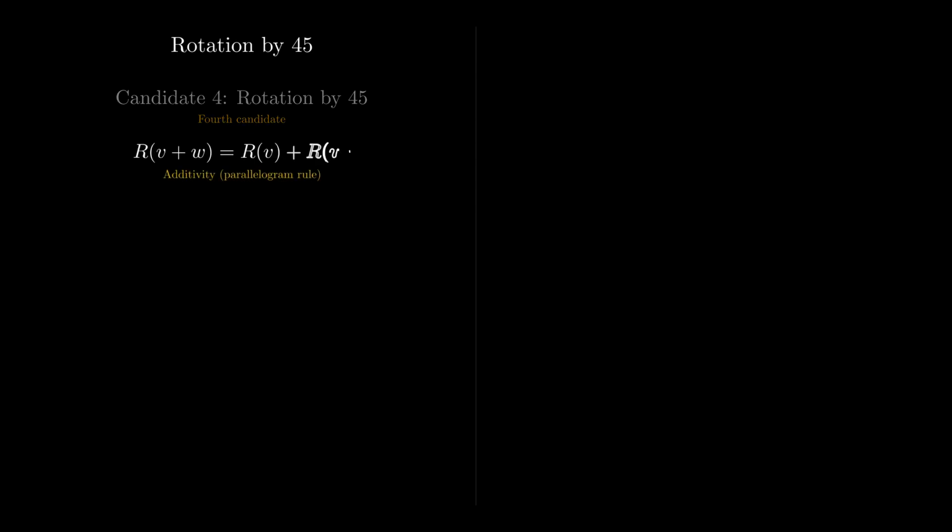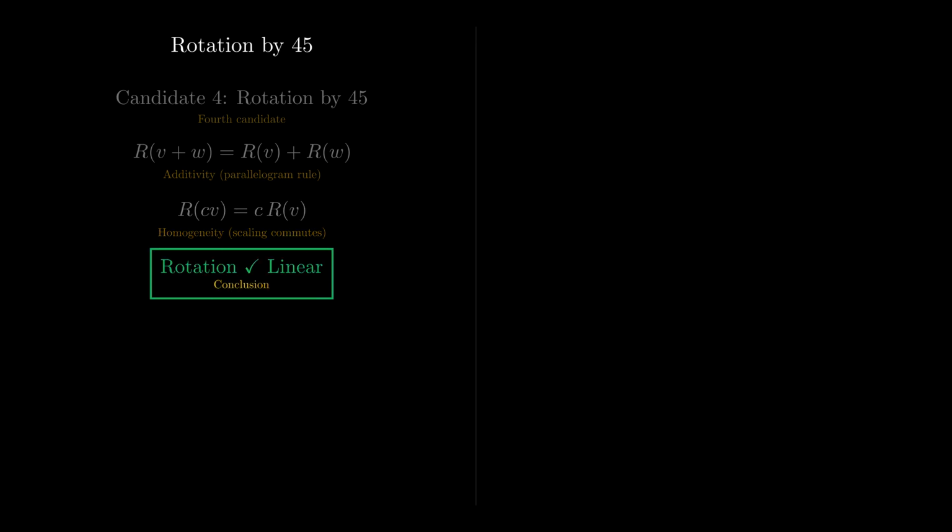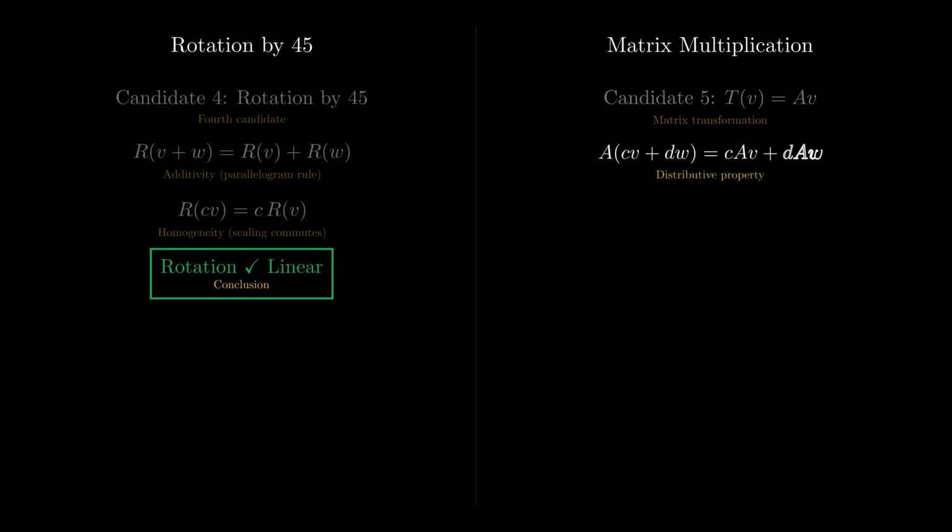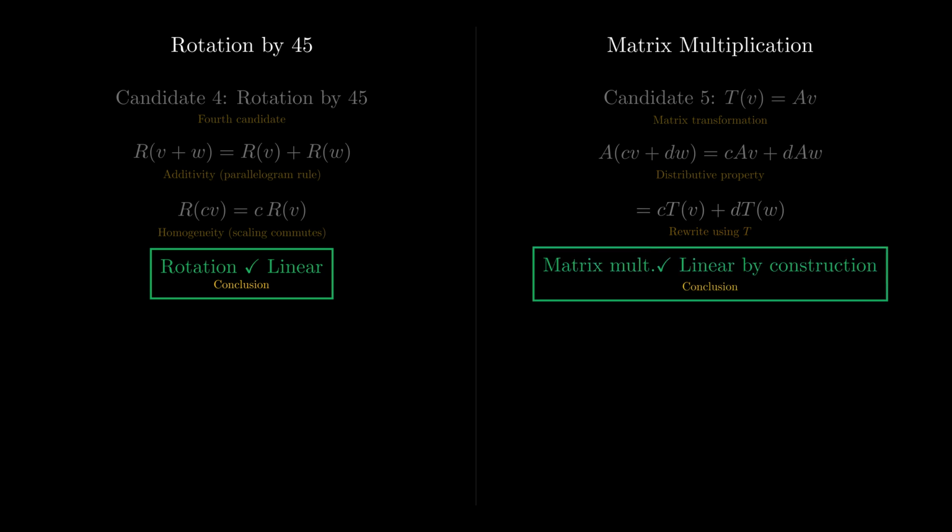Fourth candidate, rotation by 45 degrees. Geometrically, rotation preserves the parallelogram rule. If you add v and w first, then rotate the sum, you get the same vector as rotating each one separately and adding the results. And doubling a vector before rotating gives the same answer as rotating first and then doubling. So rotation is linear. Fifth, matrix multiplication. T of v equals A times v. Matrix algebra hands us linearity for free because A times the quantity cv plus dw equals c times Av plus d times Aw, linear by construction.